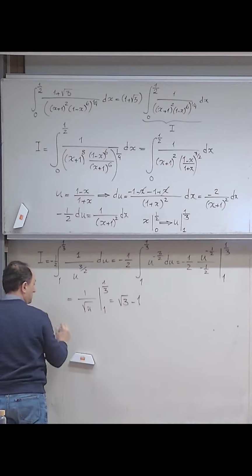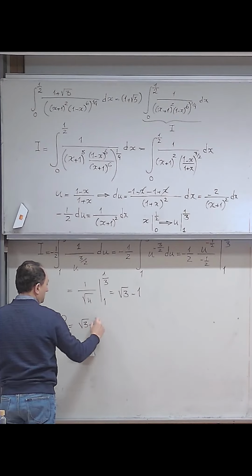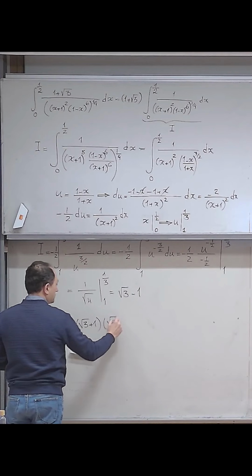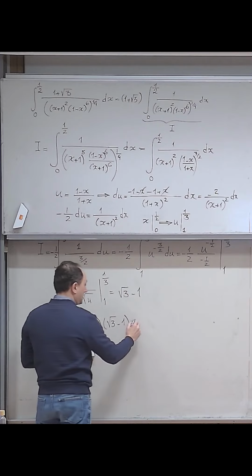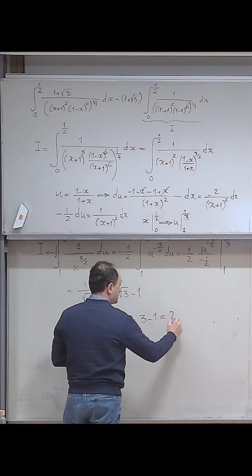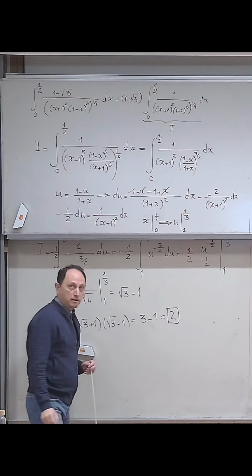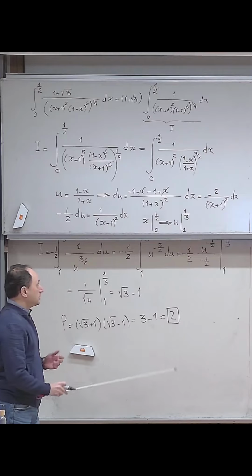So my question mark becomes the square root of 3 plus 1 multiplied by I, which is the square root of 3 minus 1. But that is the conjugate rule. So the answer becomes the first one squared minus the second one squared. So the answer simply becomes 2. Okay? So the answer to the problem is equal to 2.